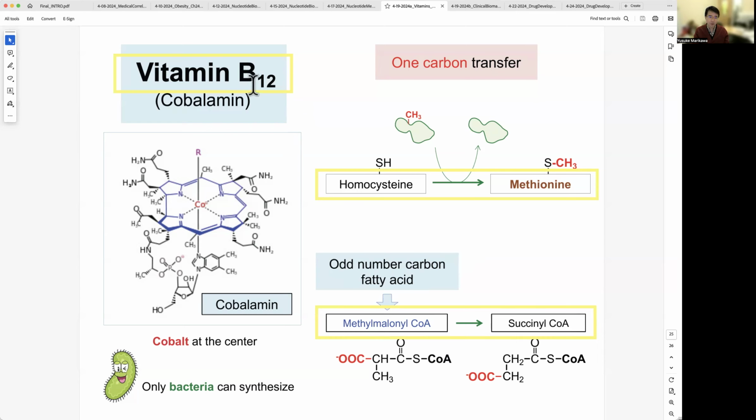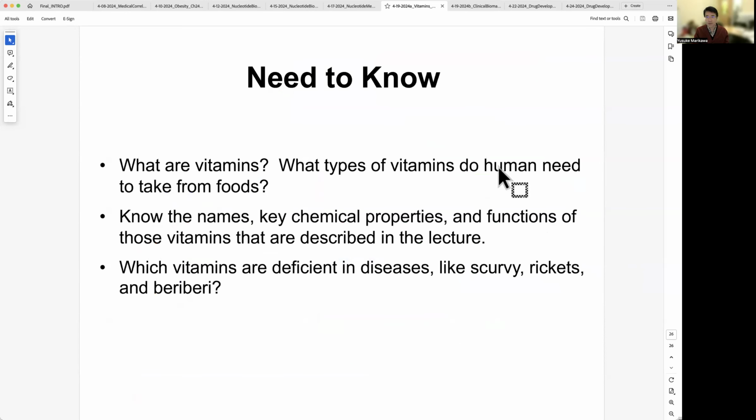B12: adding one carbon, homocysteine to methionine, and methylmalonyl-CoA to succinyl-CoA. Both are B12 dependent. That's it.